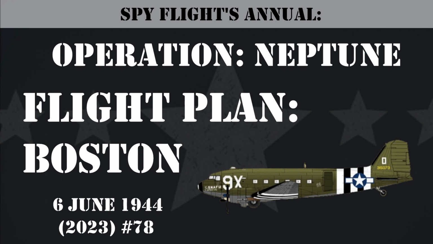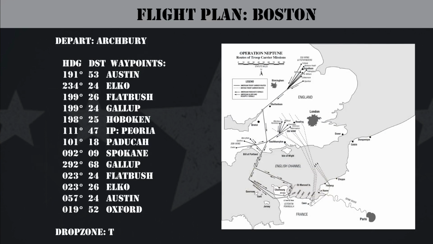This is a real-world flight plan, and I think we ought to just go ahead and jump right in and take a look at some of the information on this particular flight. We are not taking off from Archbury. Archbury was a fictional airport that we used to use over in X-Plane. Can't even get X-Plane going right now, so we're taking off from Oxford, and our flight plan takes us from Oxford to waypoints named Austin, Elko, Flatbush and Gallup. Those were some of the code names they gave to the checkpoints that we're going to be following as we go through today's flight plan.